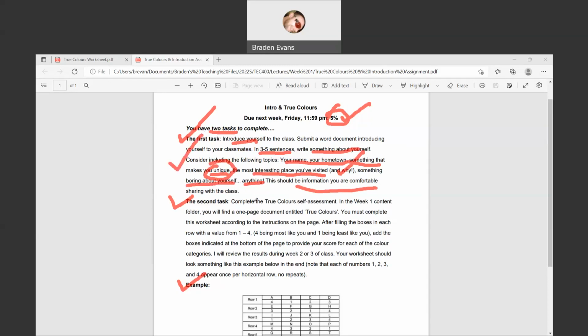Step 2, you're going to complete the True Colors self-assessment, and we'll talk about that in a minute. You'll find a 1-page document entitled True Colors, which I've posted for you. It's a worksheet to fill out and to rate yourself in different categories to try to better understand yourself.